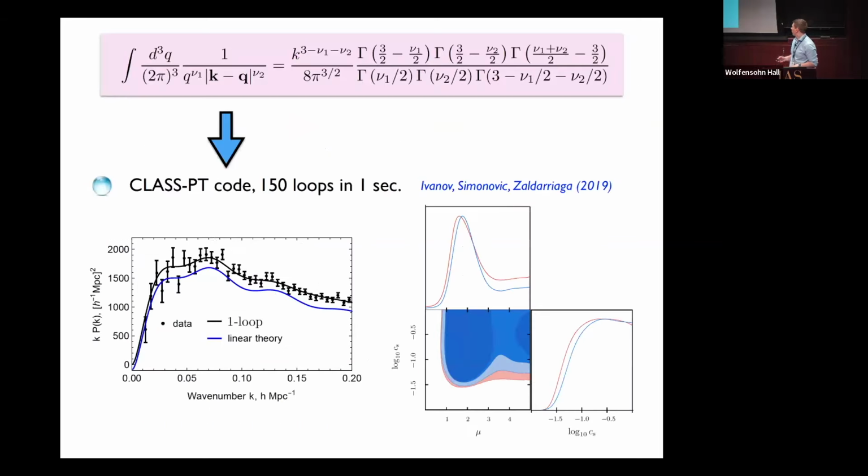Yet it's extremely powerful because you can actually show that all the integrals that appear at one loop in the context of galaxy formation physics, they all have the same form. So in the most general case, we can easily now evaluate all these integrals, and I produced the code CLASS-PT that does this and calculates 150 loop integrals in 1 second thanks to this analytic expression. And this is exactly the tool that we used before to derive constraints on the cosmological collider and many other things. So there was a lot of progress in cosmology thanks to this simple formula.